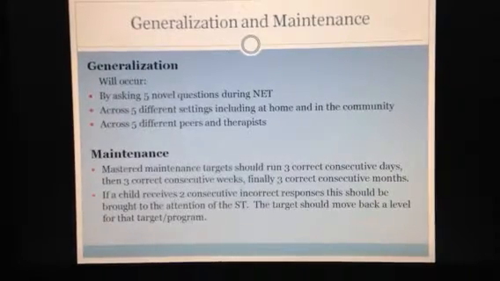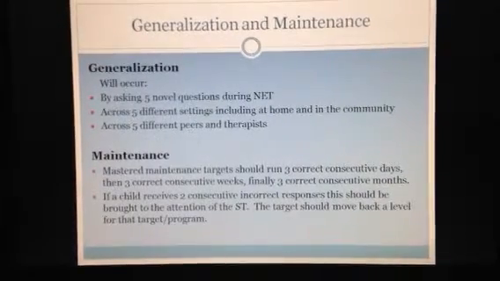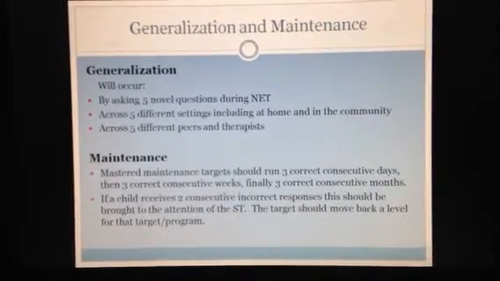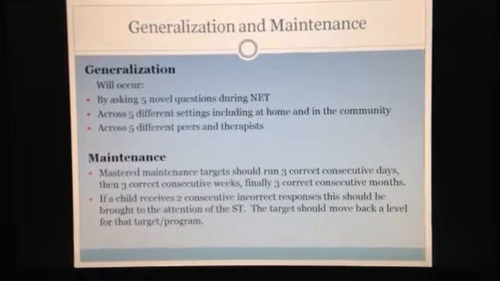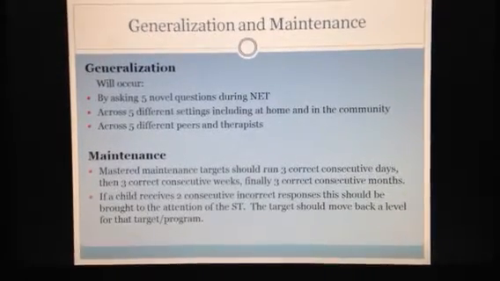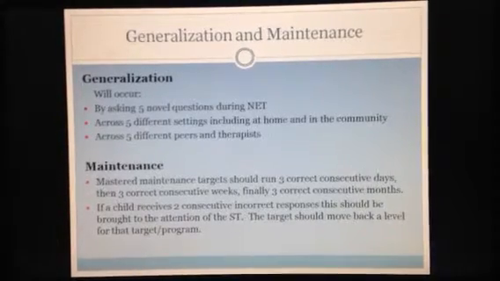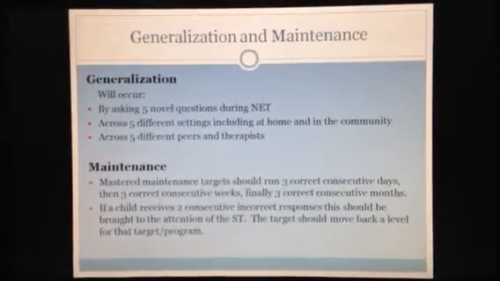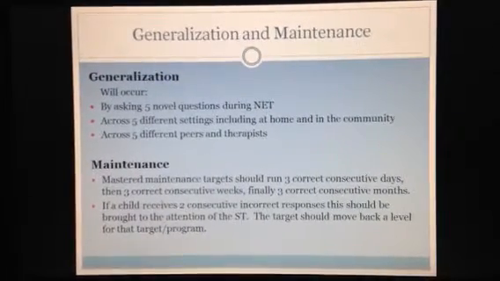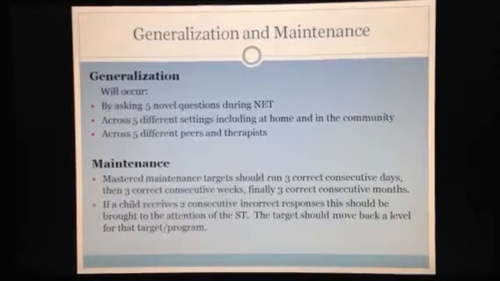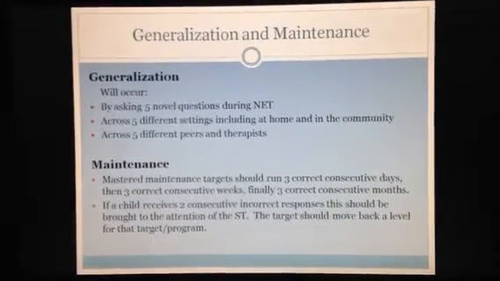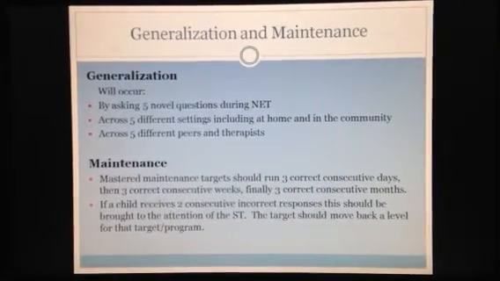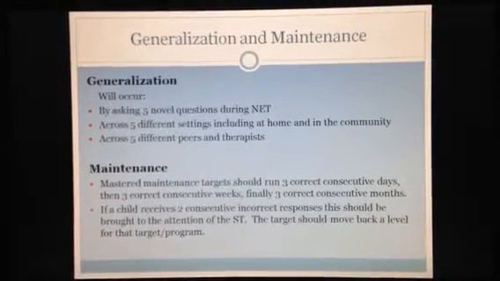Generalization is important because this means that the child can acquire the skills and show that he knows how to do the skills outside of the clinical learning environment. So, generalization will occur by asking 5 novel questions during NET across 5 different settings, including at home and in the community, and across 5 different peers and therapists. Maintenance is required just to make sure that the child doesn't forget the skills and that over time he will still be able to display that he knows these skills.